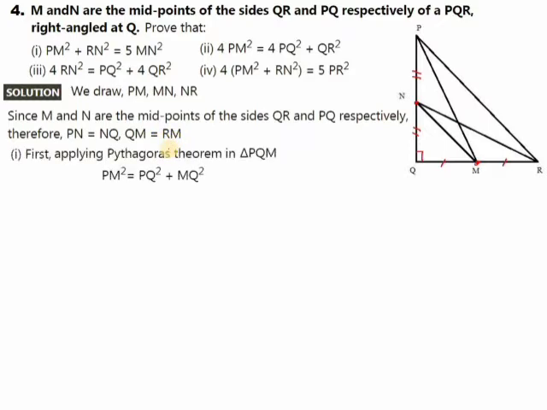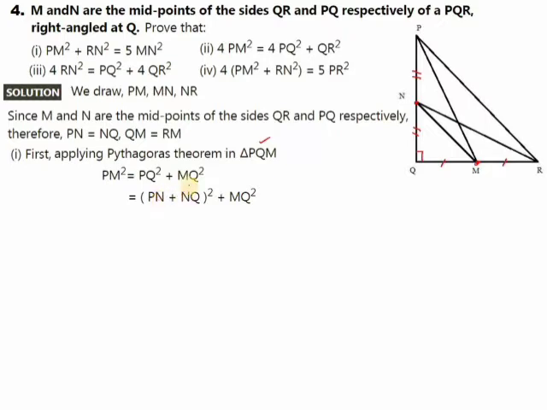Now first we'll apply Pythagoras theorem in triangle PQM. Let's see where is PQM. So we have PQM. In this triangle, PM acts like the hypotenuse. That's how you get PM square is equal to PQ square plus MQ square. Now from here, just look at this PQ. Can I write PQ as PN plus NQ? Obviously. So in place of PQ, I have written PN plus NQ.